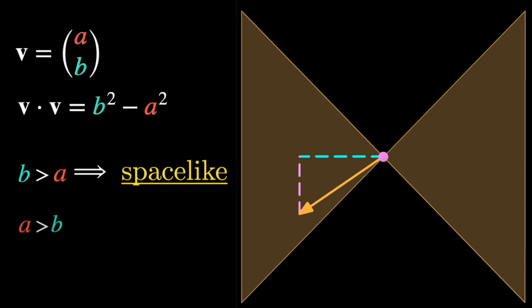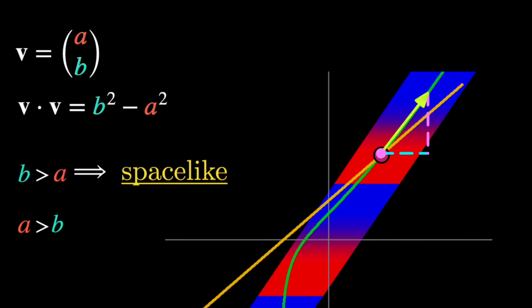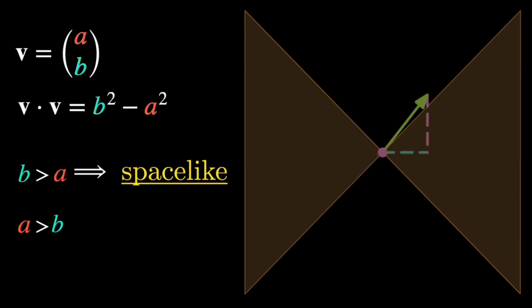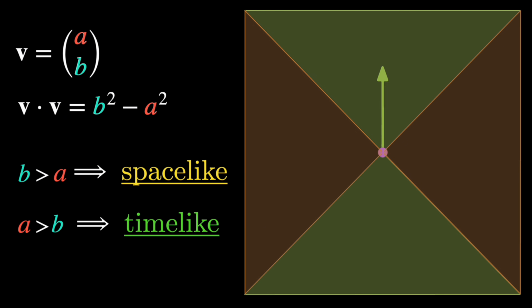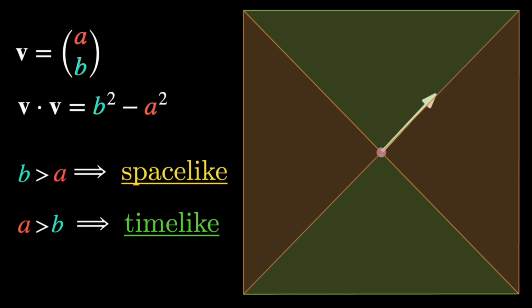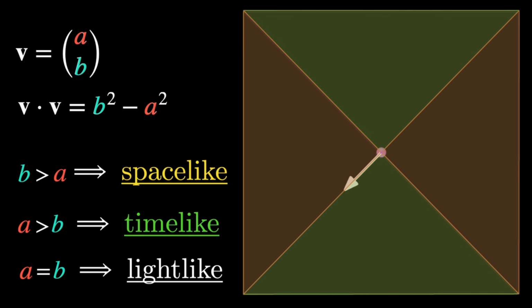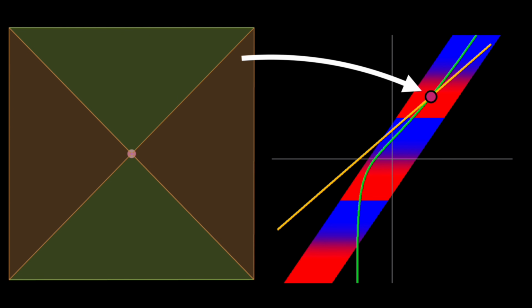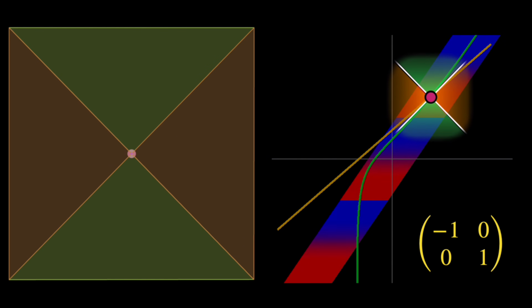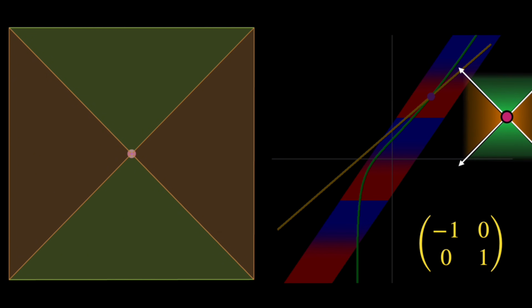Meanwhile, if a is greater than b, such as for a vector pointing tangent to an observer world line, its self-dot product is negative, and we call this vector time-like. And finally, if v is perfectly diagonal, the terms cancel out to 0, and we call it light-like. Altogether, this is the light cone structure associated with this point in our chart. But because the metric tensor matrix here is constant everywhere in our chart of Minkowski geometry, every point has this same light cone structure.